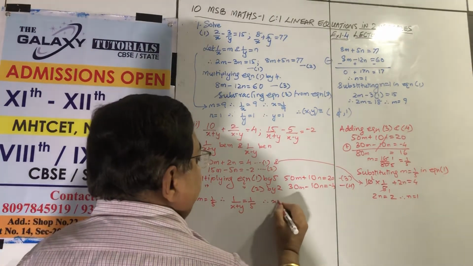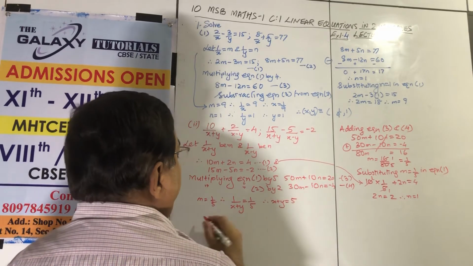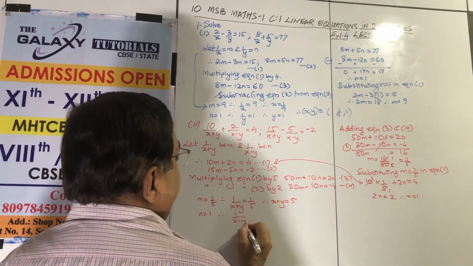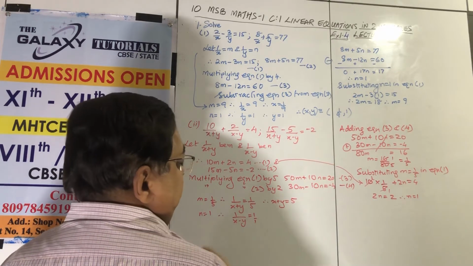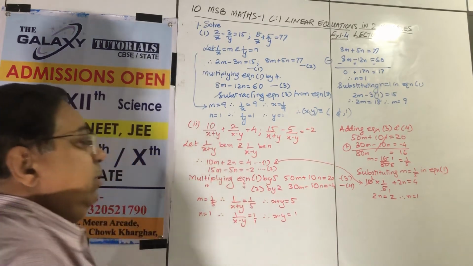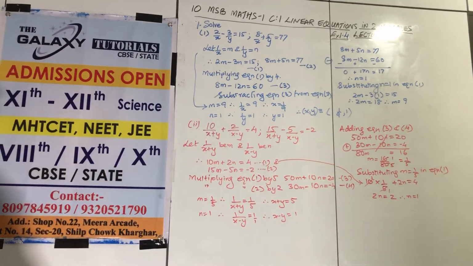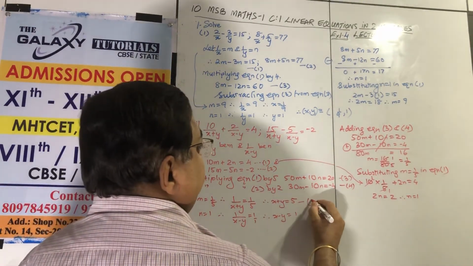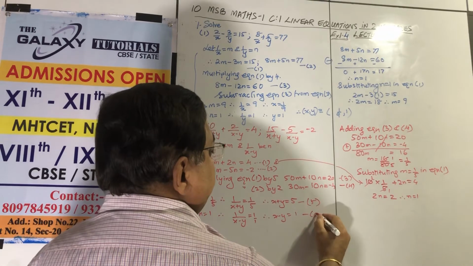Therefore, x plus y is equal to 5. n is equal to 1. Therefore, 1 upon x minus y is 1, which you can take like this. Therefore, x minus y is 1. Now, friends, I have not got x and y yet, so we have to now solve these two also. This is equation 5 and equation 6.